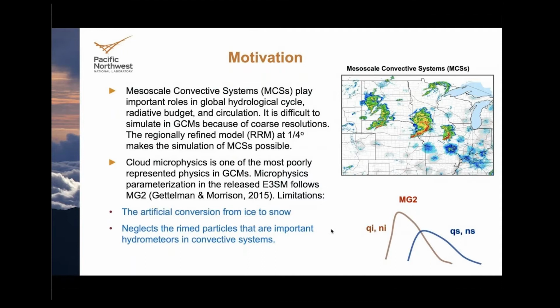One is the artificial conversion from snow to graupel. As you can see from this schematic figure of how snow and graupel are represented in MG2, there's a predefined artificial cutoff size. Another is that MG2 neglects rimed particles, which are very important hydrometeors in convective systems. This would be very important to consider if we're going to higher resolution.